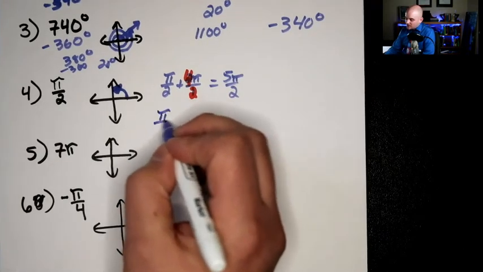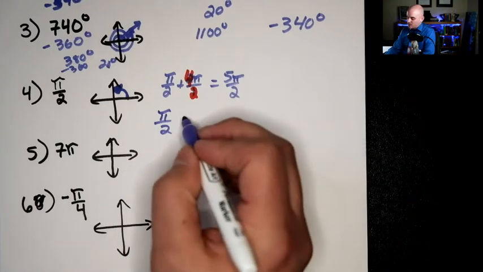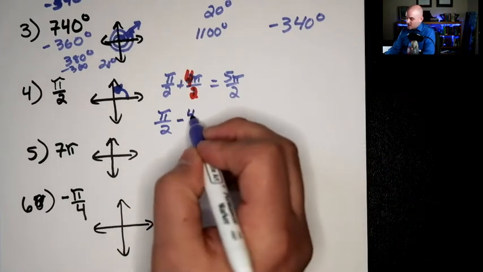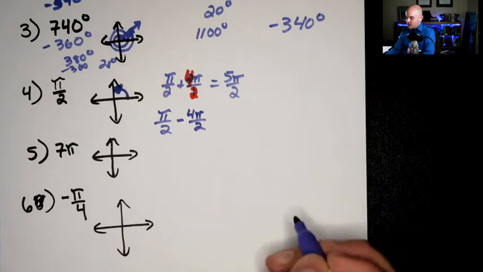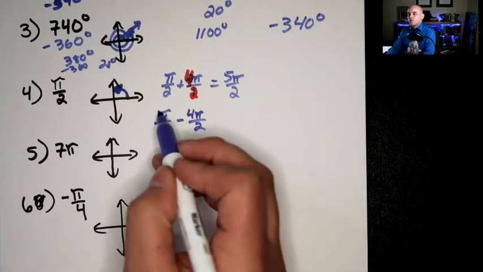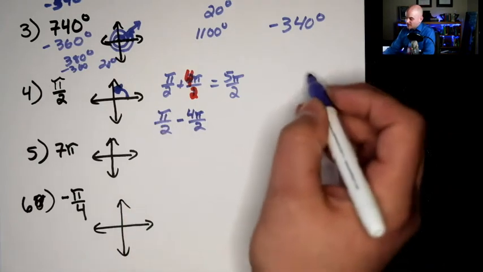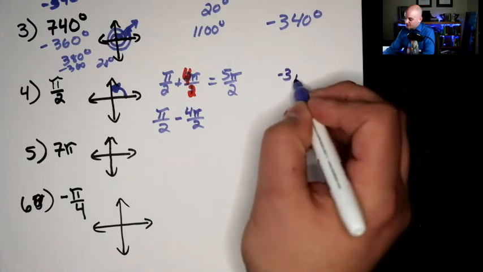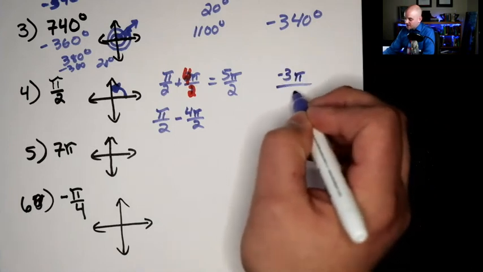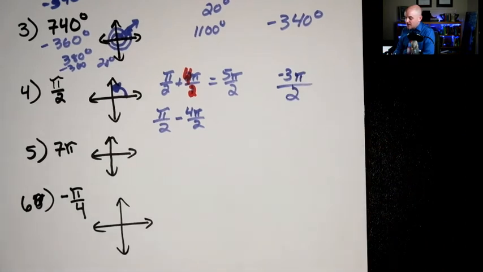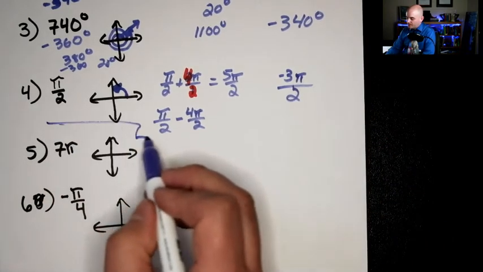Now to get to the negative one, I'm going to subtract a circle from it. So I'm going to subtract 2 pi, or I'll go ahead and write down 4 pi over 2. And 1 minus 4 is negative 3. And this is still negative 3 pi's there over 2. There's my negative coterminal angle.